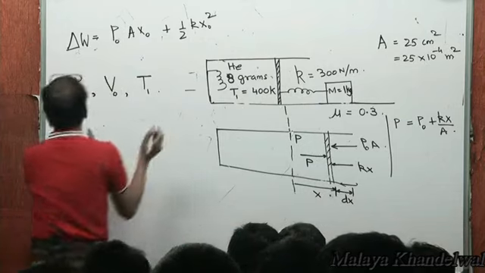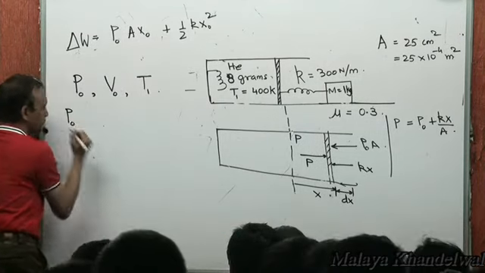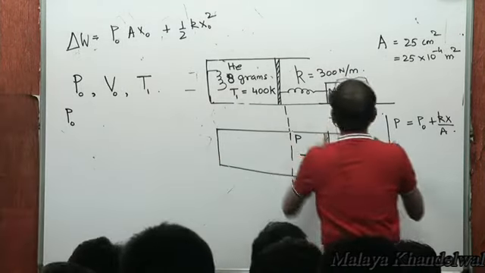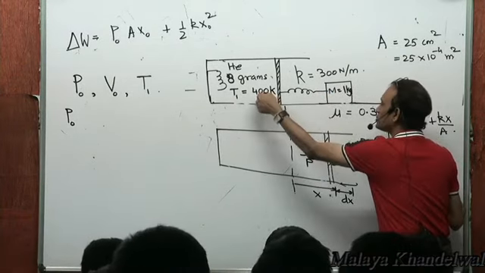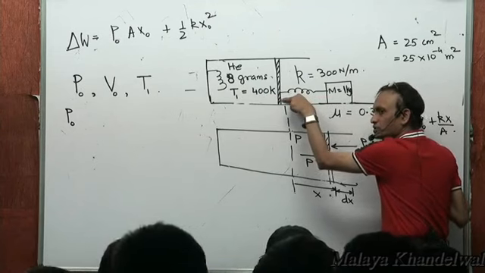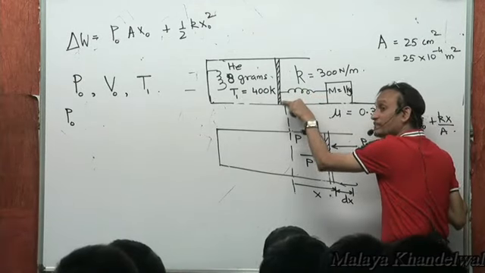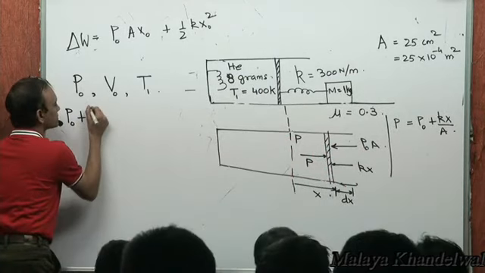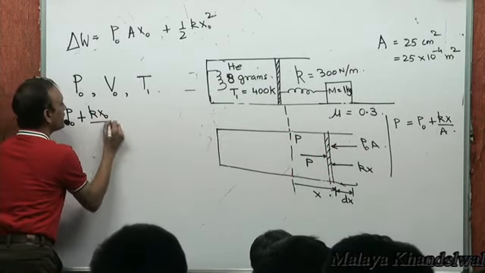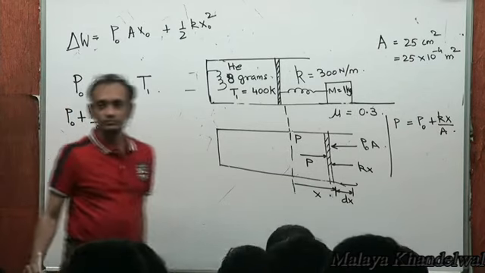Now, pressure finally would be what? Pressure when the spring reaches a state of compression would be the pressure of the gas taking care of atmospheric pressure P0 plus pressure because of the spring, which is Kx0 by A. So the final pressure is going to be P0 plus Kx0 by A. That's going to be the final pressure.